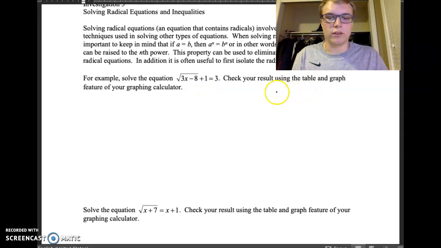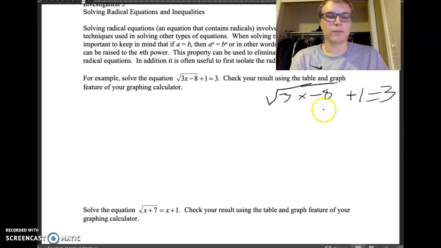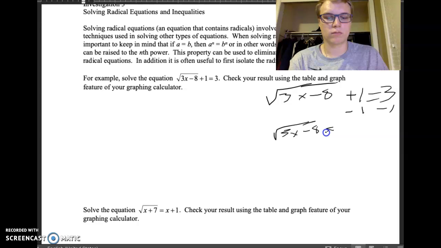So what we're going to do over on this side is I'm just going to rewrite it. So I have the square root of 3x minus 8, make sure the square root goes all the way over, plus 1 equals 3. Okay. So now, first step is to get the radical by itself, so we'll subtract the 1 over, which gets us square root of 3x minus 8 equals 2.